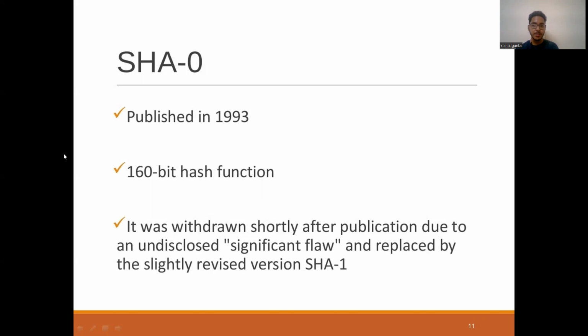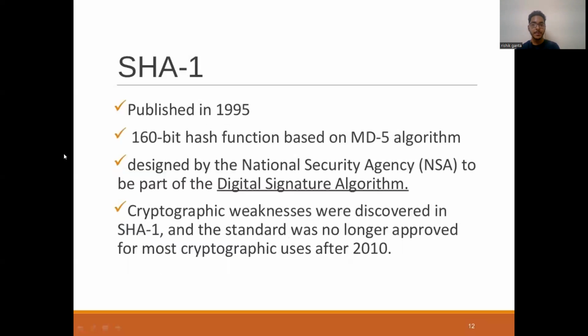SHA-0. It was published in 1993. It is a 160-bit hash function. It was withdrawn shortly after publication due to an undisclosed significant flaw and replaced by a slightly revised version, SHA-1.